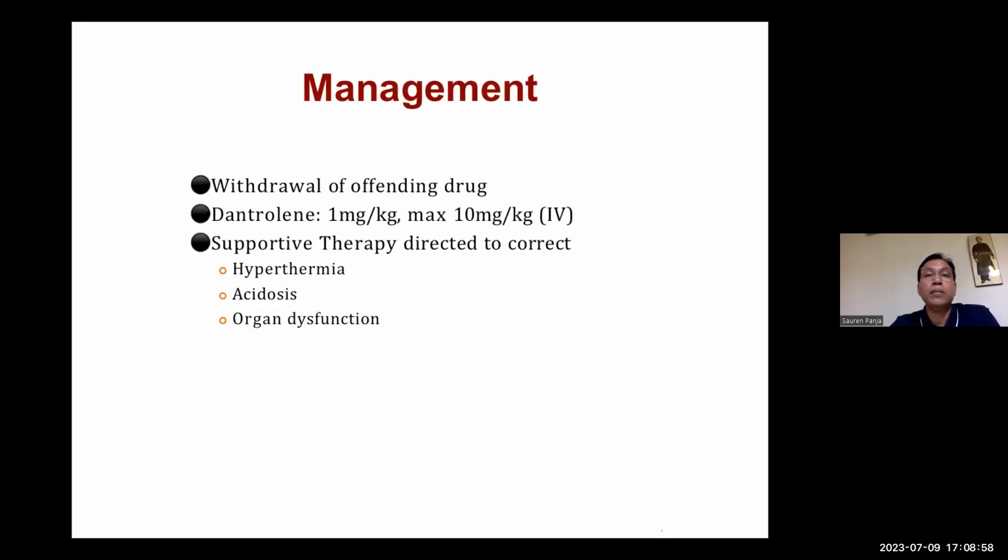Usually the management is withdrawal of the offending drug, and in the OT sometimes you may have to cancel the surgery. Other drugs: you may give dantrolene, and supportive therapy directed to correct hyperthermia, acidosis, and organ dysfunction is important. Another important thing if that happens: you have to have a discussion with the patient's family members as well as the surgeon about how to proceed for surgery next time. Sometimes your diagnosis should be confirmed, so that if it happens next time, it may not kill the patient. So if there is the slightest doubt, you must rule out malignant hyperthermia propensity.